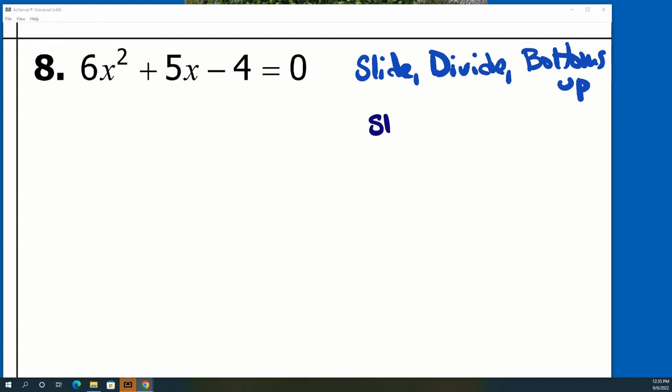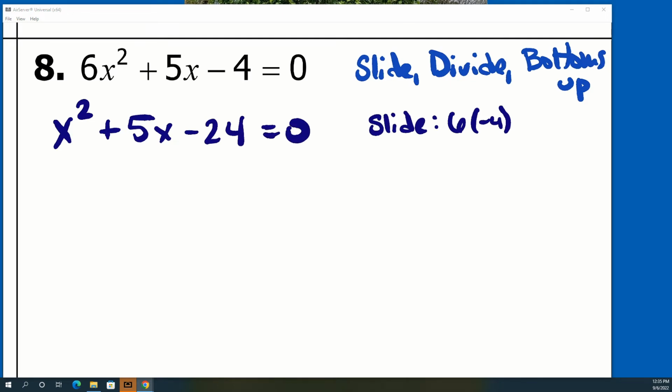So the first step is to slide that 6 over with the 4 by multiplying them together. So it gets moved away from the x squared. And when I multiply it by -4, I'm going to get -24. Then you're going to factor it normally just for one step. We use the same rules we just did, but we have more to do after that. So I know it's x and x. I know if I multiply and get a negative that my signs are different. One's a plus and one's a minus.